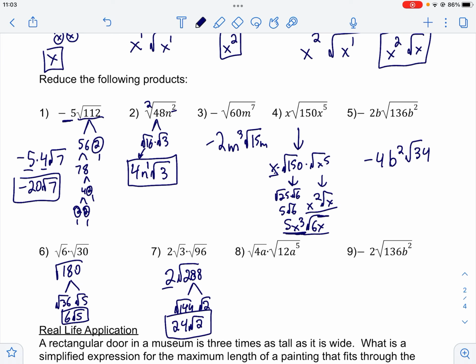So hopefully for number 8, you multiplied together to get 48, and now we have a to the 6th, because a to the 1st times a to the 5th is a to the 6th. If we then break down that square root, 16 and 3, we'll end up with 4a to the 3rd square root of 3. A to the 6th divides by 2 to get to a to the 3rd.